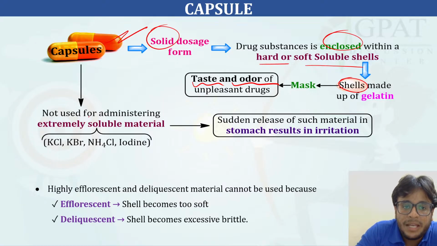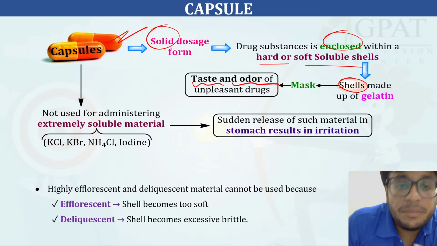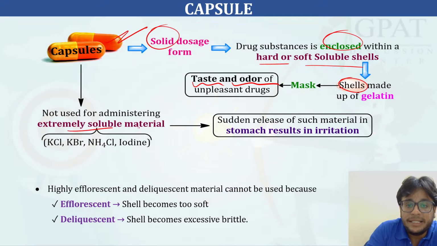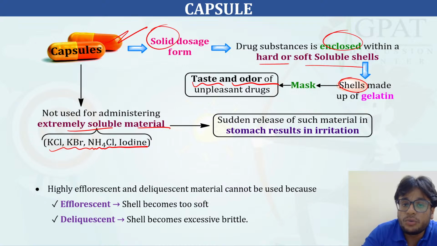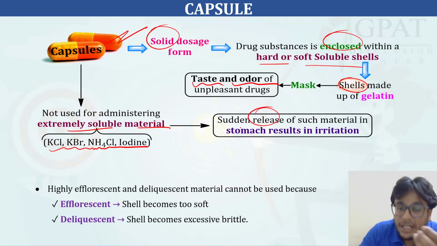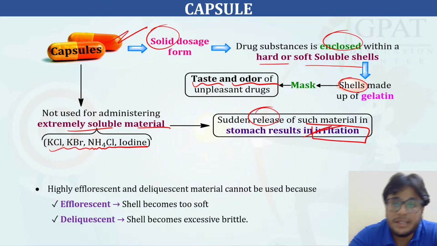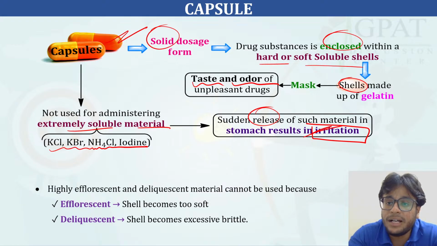And we can't use extremely soluble materials in the capsule shell, like KCl, ammonium chloride and iodine. They cannot be filled into the capsular shell, because they will mainly cause a sudden release of the material into the stomach when ingested. That can also cause irritation. This sudden release of all the APIs into the stomach can cause irritation.